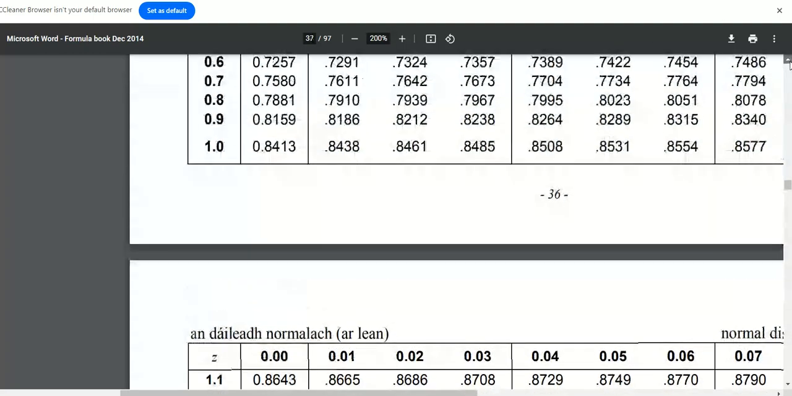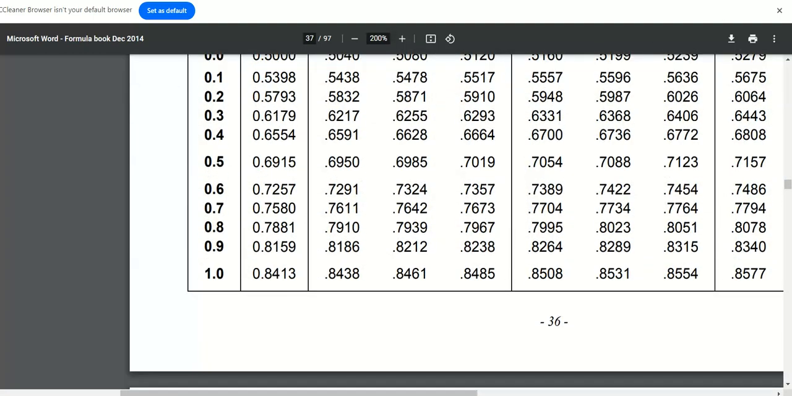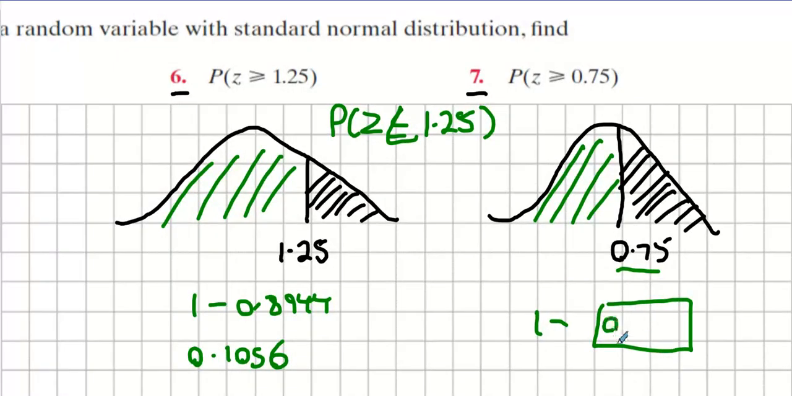0.7, 0.71, 0.72, 0.73, 0.74. Who got 0.734? Okay. And what's your answer then? Who got 0.2266?